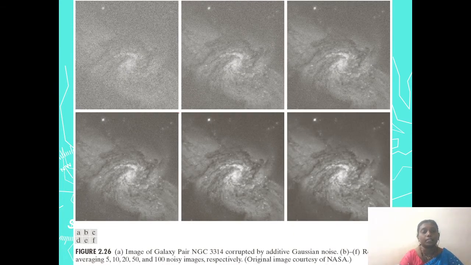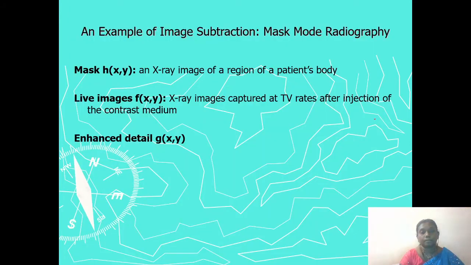And here is an example, the image of a galaxy, and these are the results of the averaging images. In these noisy images, noise is included, so we cannot predict the values or do the analysis. These images were taken by NASA.